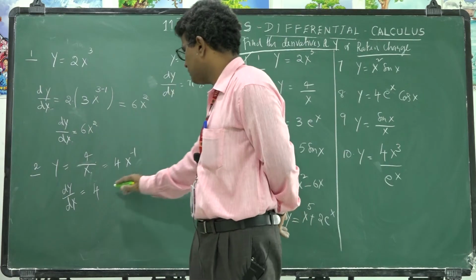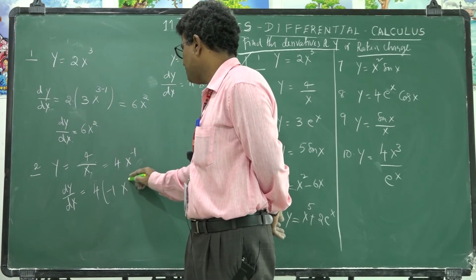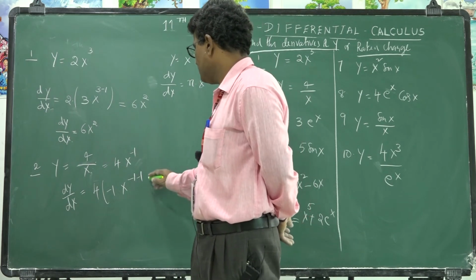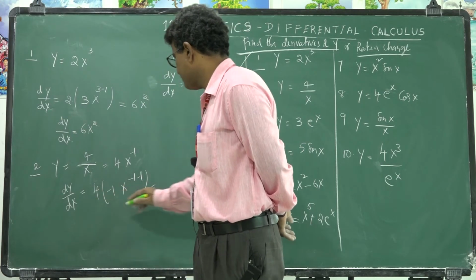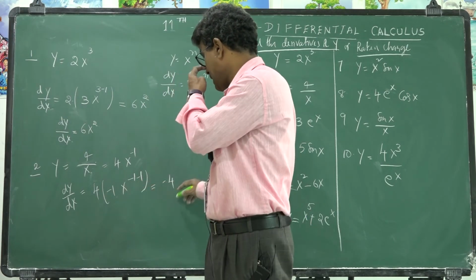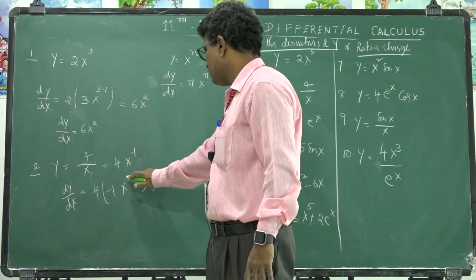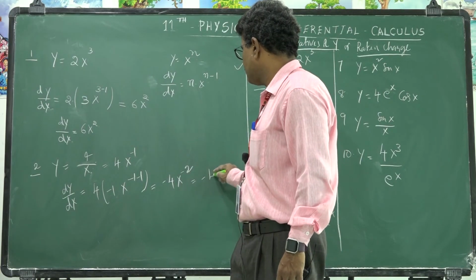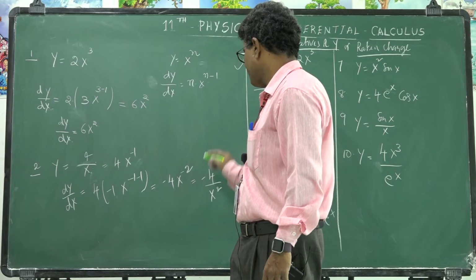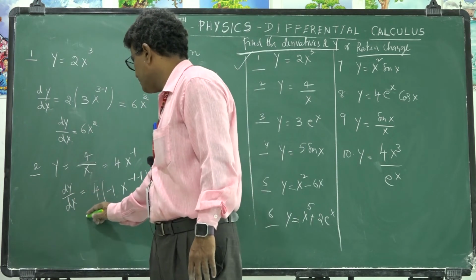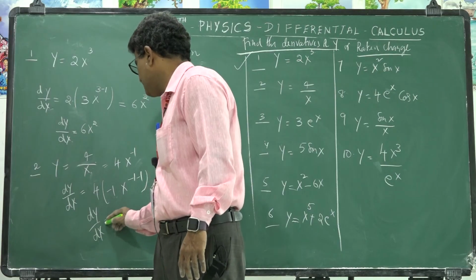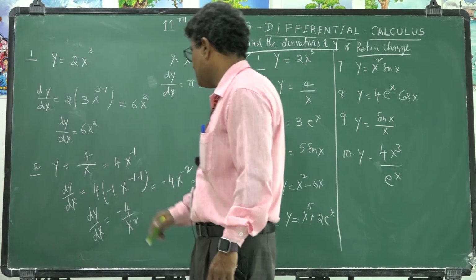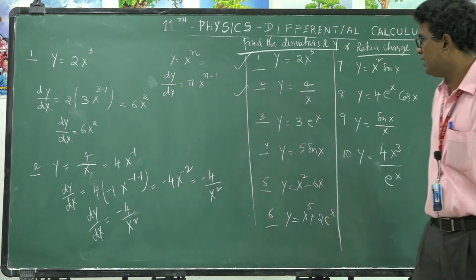Here n is minus 1. So minus 1 into x to the power n minus 1. n is minus 1, minus 1. So you will get, bracket close, minus 4 divided by x to the power minus 2. Minus 1 minus 1 is minus 2. So this is minus 4 by x square. So dy by dx is minus 4 by x square. This is the answer for this one. Clear?